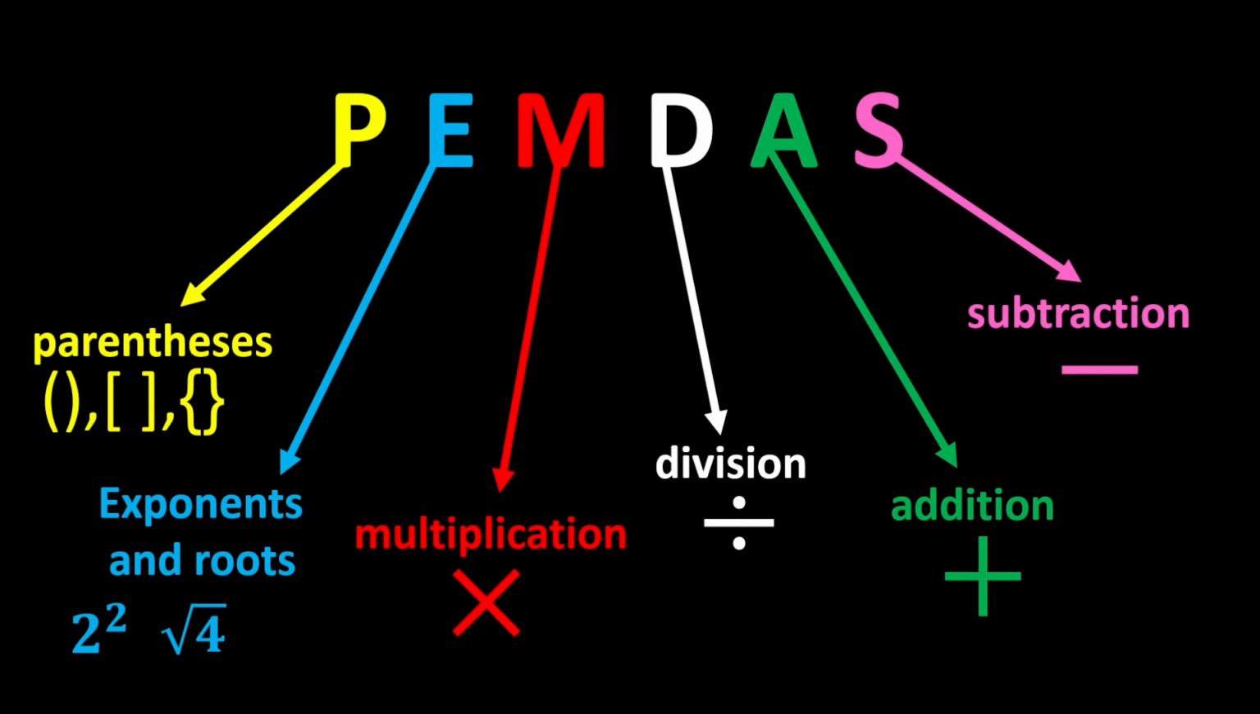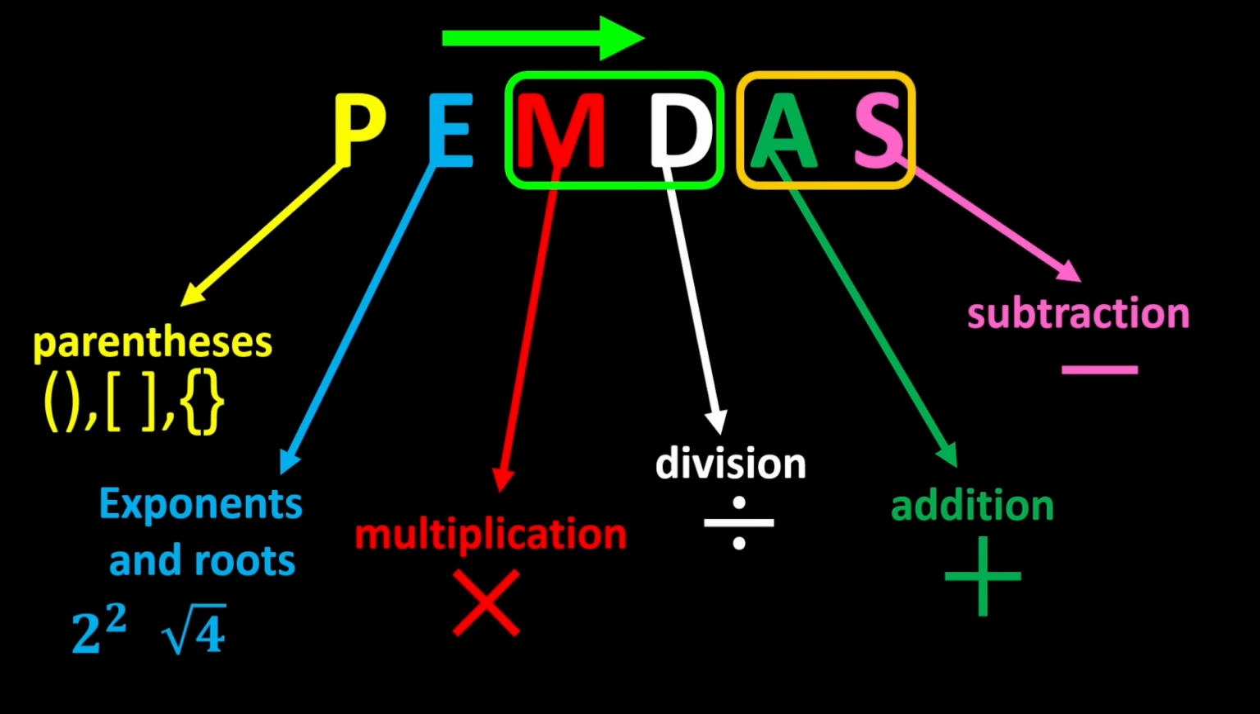According to PEMDAS, in any mathematical expression, we first calculate parentheses, then exponents and roots, then multiplication and division, and finally addition and subtraction. Remember that multiplication and division have equal priority in any expression that has both multiplication and division. We move from left to right and perform whichever we reach first. This rule also applies to addition and subtraction.